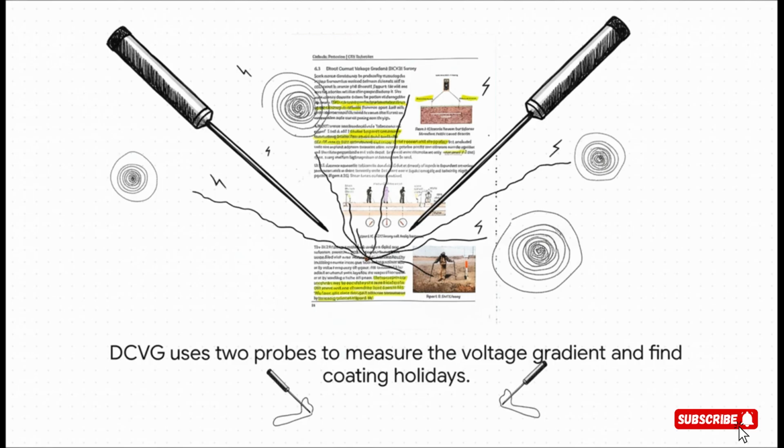Now, when current escapes from a tiny defect in the coating, inspectors have a great name for this. They call it a coating holiday. That leaking current creates an electrical field in the soil. The surveyor's equipment picks this up, and all they have to do is follow that signal to where it's strongest. It literally leads them right to the epicenter of the leak. They can pinpoint the defect with incredible accuracy.